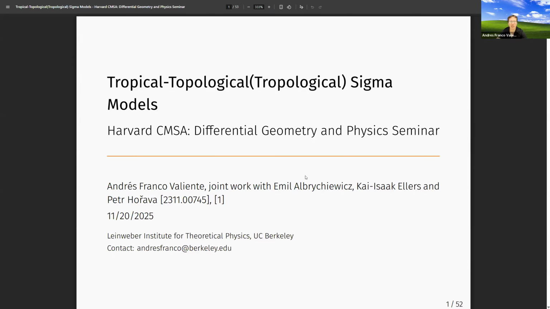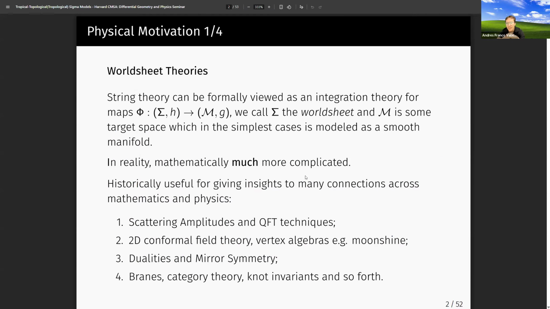Okay, so I want to get started with the physical motivation. The reason we're constructing these things is because we're interested in string theory. The way I'm going to view string theory here is formally as an integration theory of maps, where you have a map from some Riemann surface that we call the worldsheet to some target space manifold that I'm going to call M, equipped with a Riemannian metric G. In reality, it's a lot more complicated than this. We consider more complicated maps, but as a good zeroth-order approximation, this is how we should be viewing it.